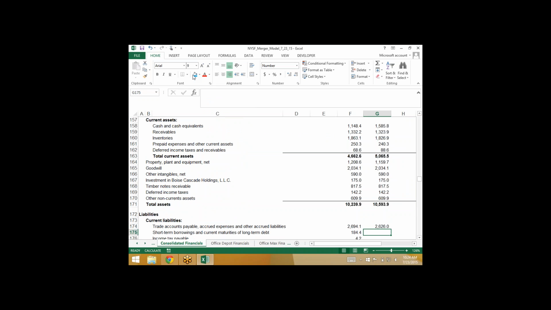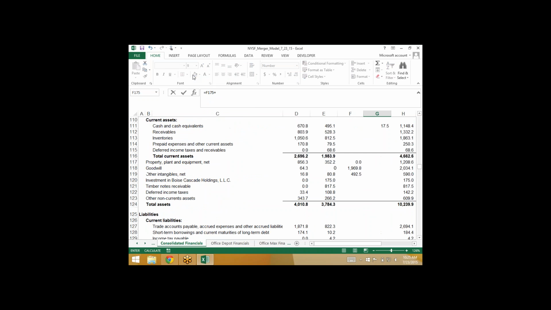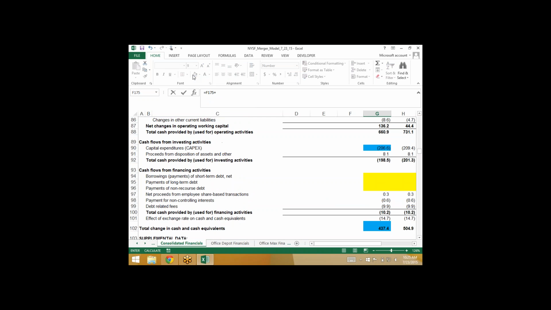Short-term debt, current maturities. The debts come from the financing activities. So this is going to be equal to the short-term debt and current maturities of long-term debt plus, we should have a line item for payments and borrowings of short-term debt. Even though that hasn't been linked in, we can still link it together.